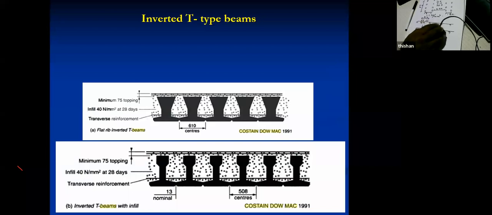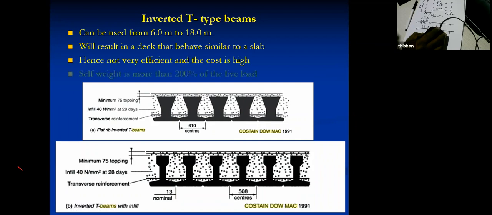So if you look at this diagram, here you can see that the beams are placed touching each other, and then it's filled with concrete. And these are standard beams by Coste and Domecq. And you'll find in Sri Lanka also we have adopted very similar dimensions, only minor variations by Road Development Authority. So very similar dimensions for bridges.